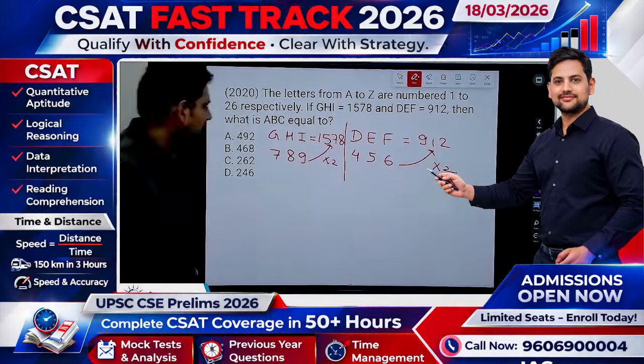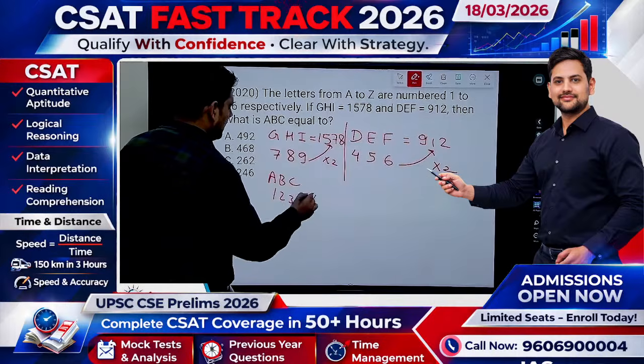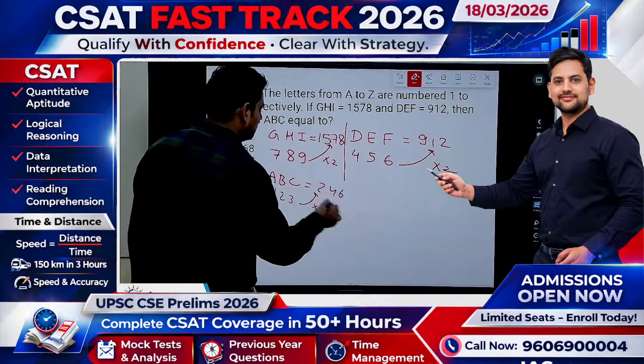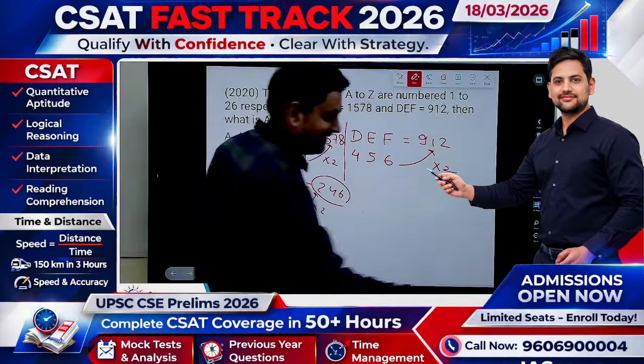That's it. So what will happen here? A, B, C is 1, 2, 3, and double of this will be your answer. 1, 2, 3 into 2, 2, 4, 6. Got it? Now too you will get, no?